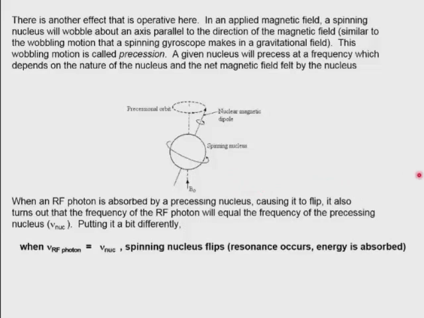When an RF photon is absorbed by a precessing nucleus in the with-field alignment, it will cause the nucleus to flip to the against-field alignment. Absorption of the RF photon occurs when the frequency of the RF photon equals the frequency of the precessing nucleus. That is, when the frequency of the RF photon matches the frequency of the precessing nucleus, the spinning nucleus flips, resonance occurs, and energy is absorbed.